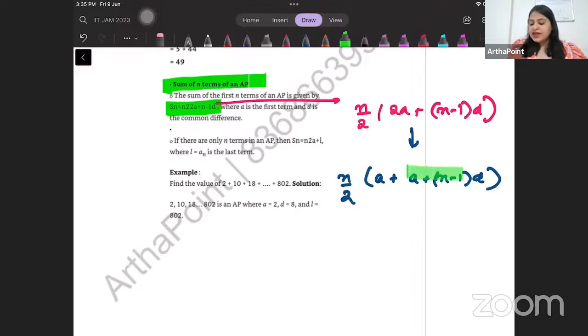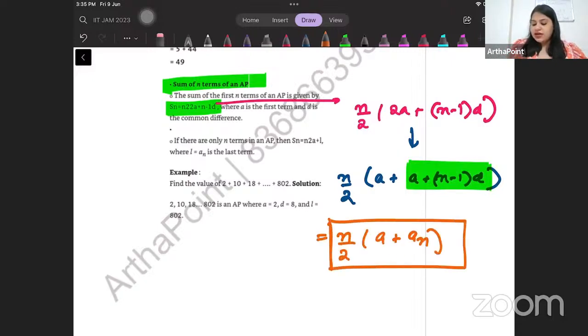And this is that nth term. Like when I had to find the 12th term, I had used this formula for n equal to 12. So even if I have to find the nth term, I can use this formula. Sometimes when you're only given the first and nth term, then you can rewrite it like this also, that this will be written as n by 2 into (a plus an).